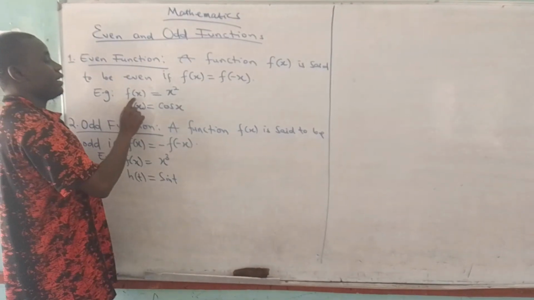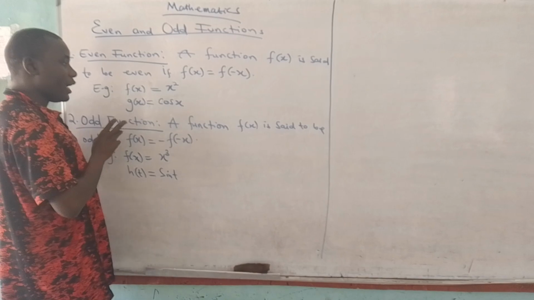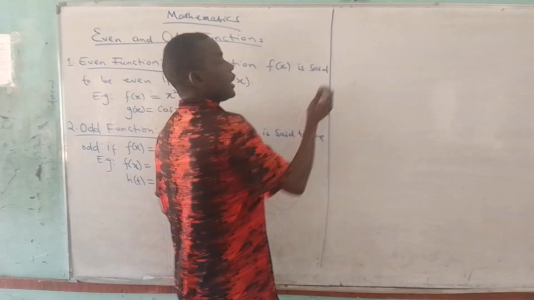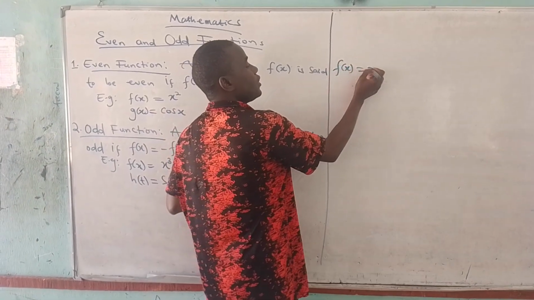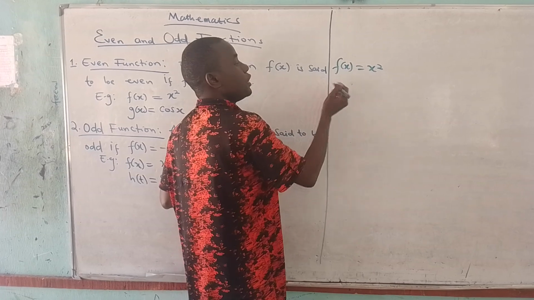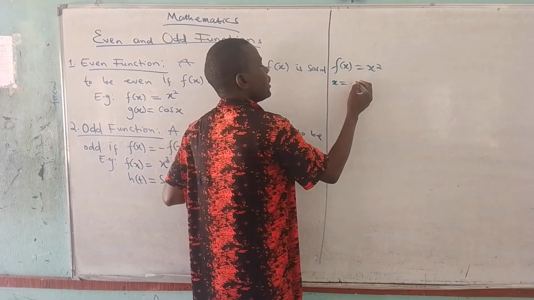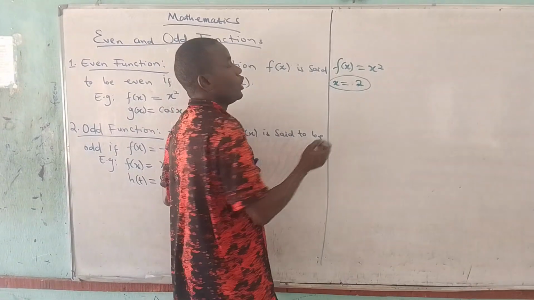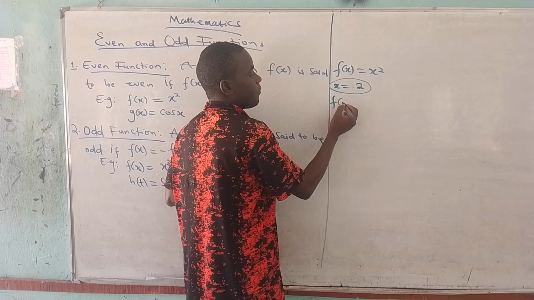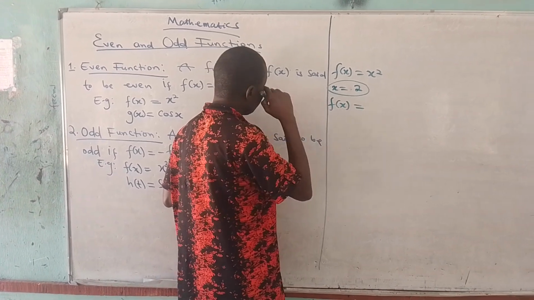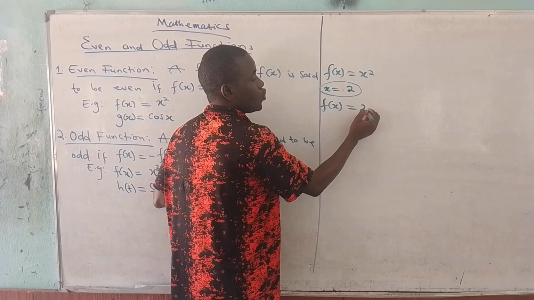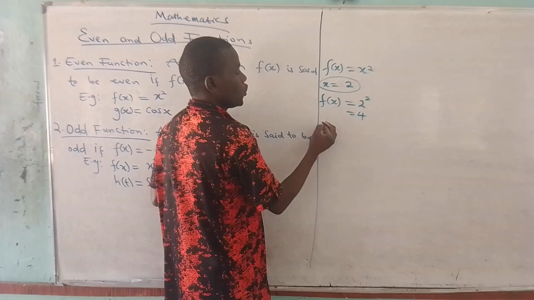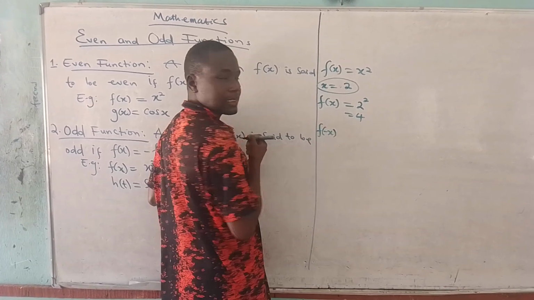For example, let f of x equal x square. To confirm whether it is even or odd, let's take any point, say x equals 2. We define the function f of x equals x square. What is x here? 2. Then square, so this is equal to 4.